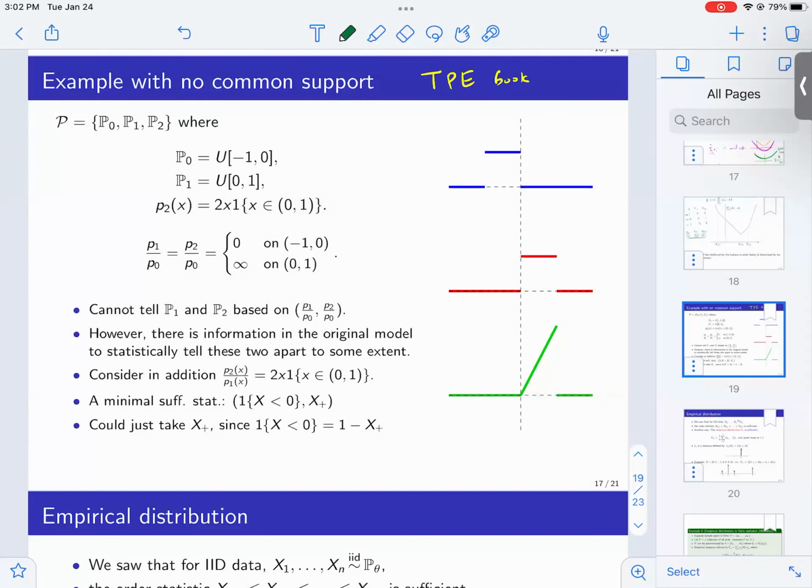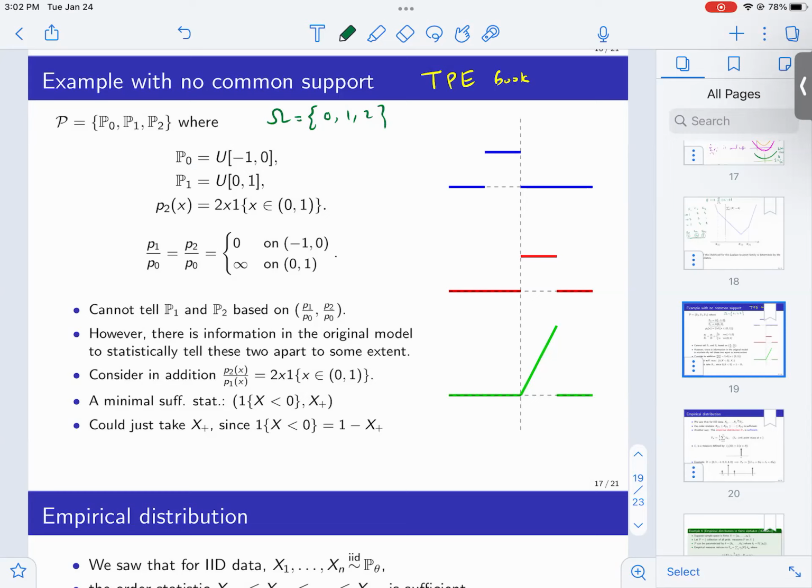So consider a case where we have a family that has 3 elements, P0, P1, P2. So that's the parameter space. You can just think of it as A, B, C or 0, 1, 2. That's omega. It's sort of like a hypothesis testing problem with 3 possibilities, if you know what hypothesis testing is. So the densities or the distributions are given by these expressions.